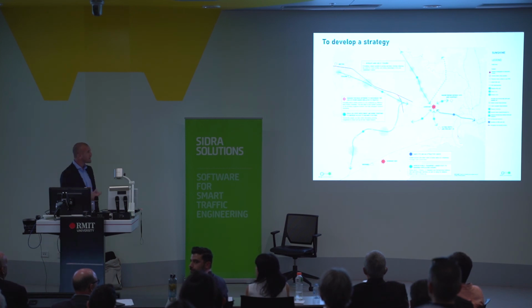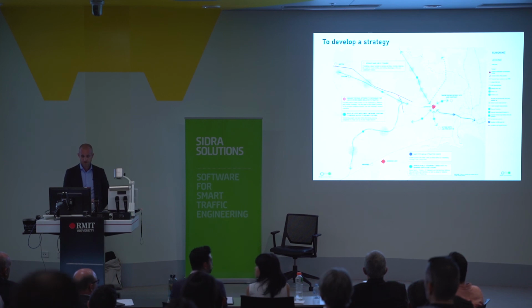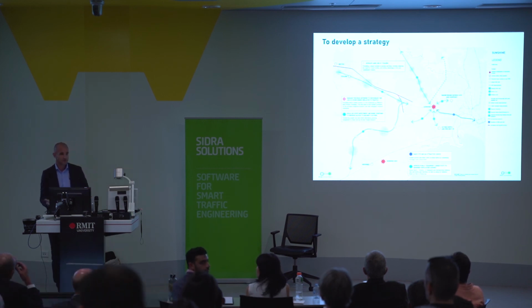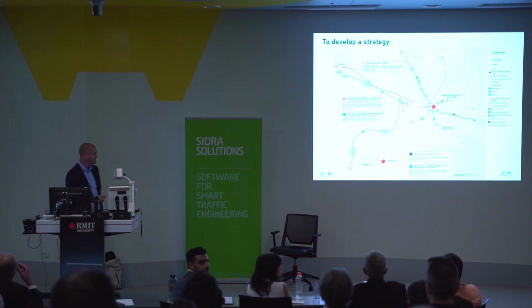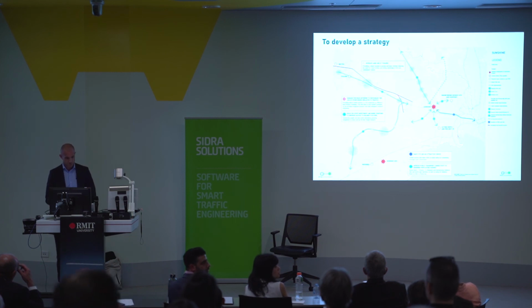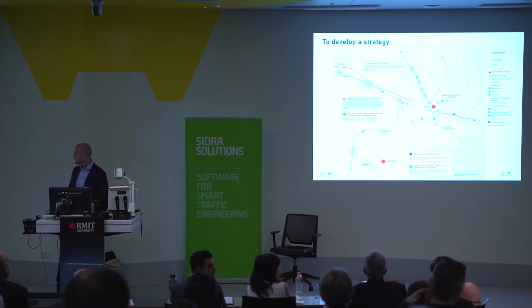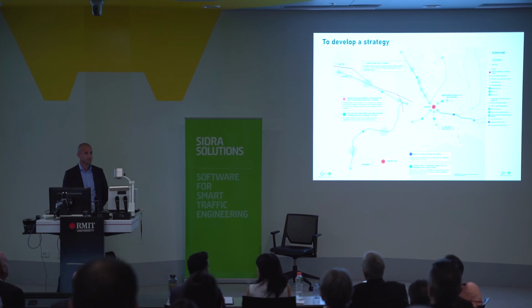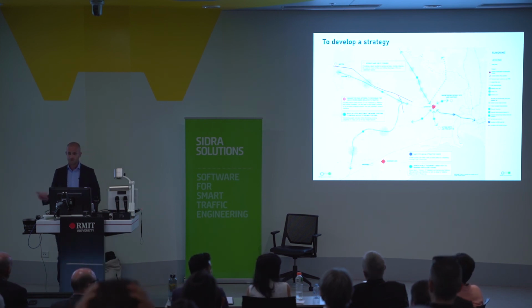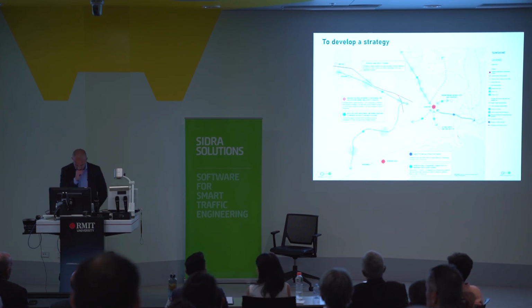But what we were able to do from that was then use that information to help inform and develop a strategy for the western suburbs. In this case, it was for Sunshine. And so what that clearly meant, that it's not just about the model results, it's not just about what the model's telling us, it's about how we can use it to inform a decision, and in this case, a strategy.